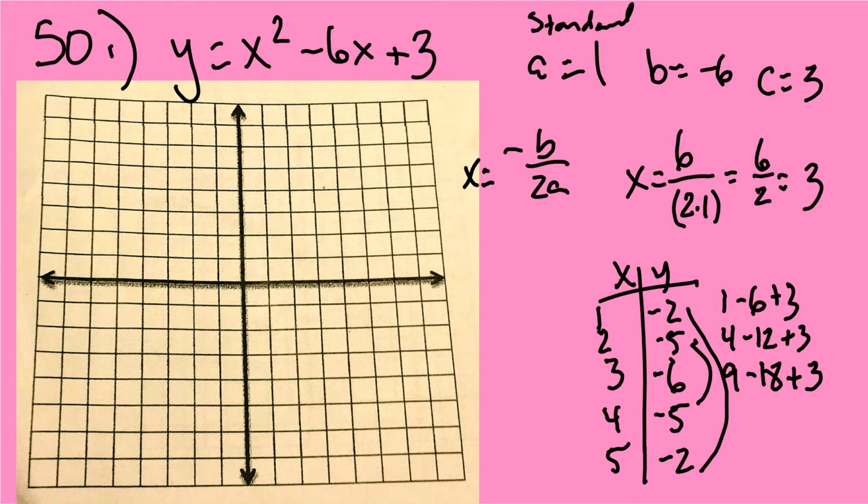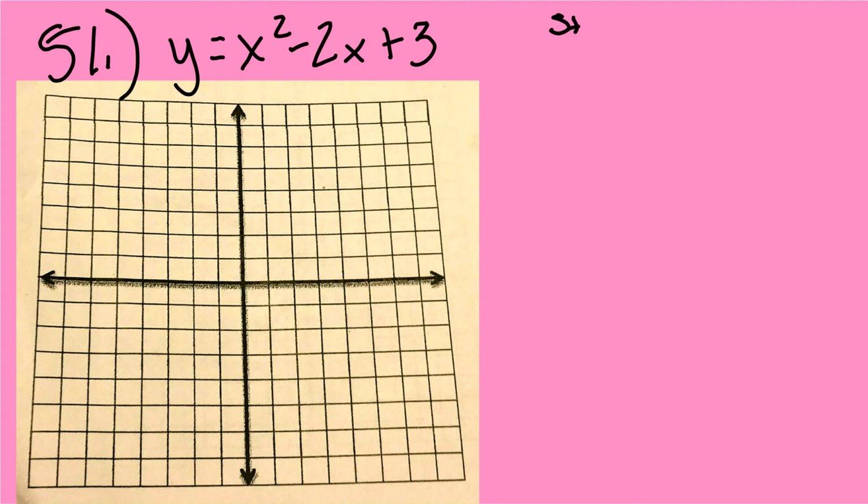So I go 1 down to negative 2. I go 2 down to negative 5. And I go 3 down to negative 6. 4, negative 5. And 5, negative 2. Here's my graph. It's a little V at the end, at the bottom. It should be more U-shaped. It's a little bit better. And that's it for 50.